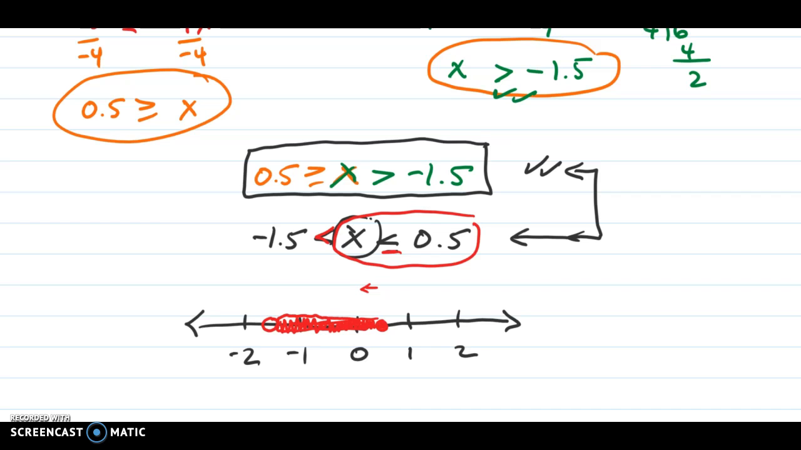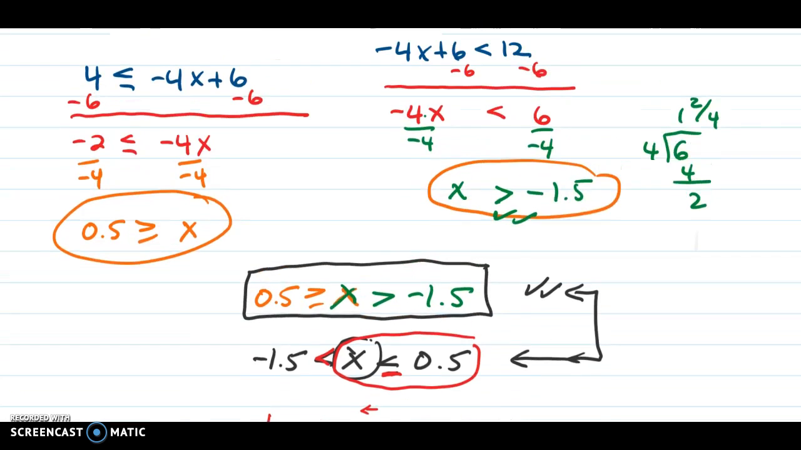And the 0.5 is also part of the solution set because of the equal to. The negative 1.5 is not shaded because it is not equal to. So this is a graphical representation of the solutions for that compound inequality.